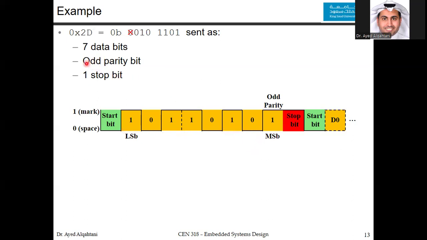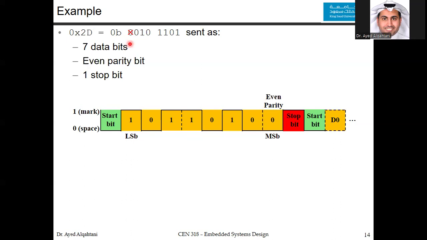Here we said we will have odd parity, so count the number of ones. The number of ones here, actually, is even, so you need to make the odd parity bit equal to 1, followed by 1 stop bit, and then you have another frame. This way we send this information. This information could represent a part of an instruction, part of data. It could be any.